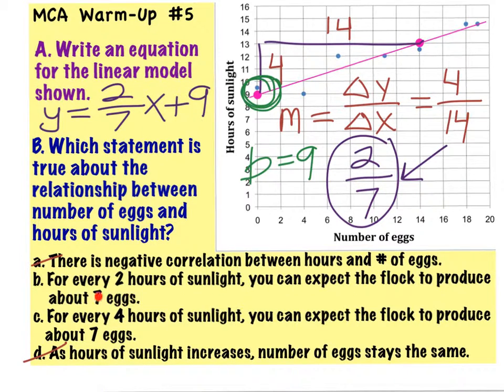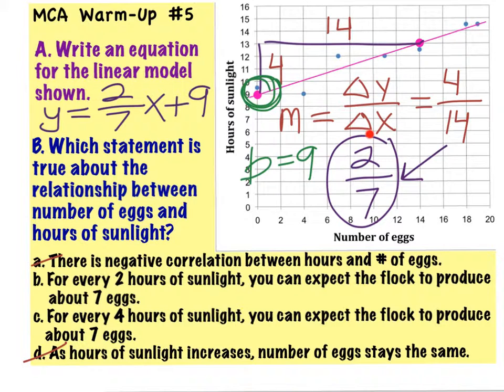B says that for every 2 hours of sunlight, you can expect the flock to produce about 7 eggs, and C says for every 4 hours of sunlight, you can expect the flock to produce about 7 eggs. And our slope really will show us which of those choices is correct. Remember, slope is the change in y divided by the change in x. So the 2 is the change in y, or the change in the hours of sunlight. The 7 is the change in x, or the change in the number of eggs.